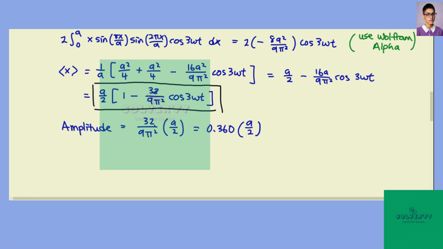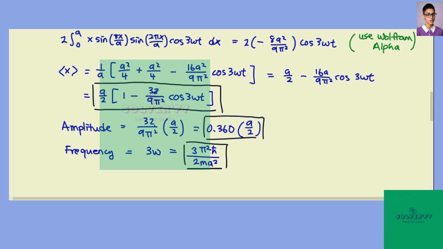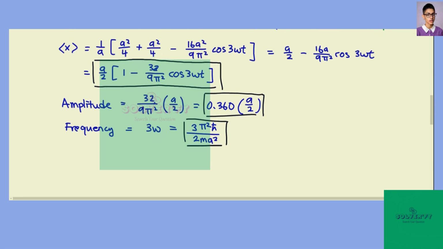Okay, and then the frequency is equal to 3 omega, which is 3 pi square h bar divided by 2ma square. Okay, next we want to find the expectation value of the momentum.